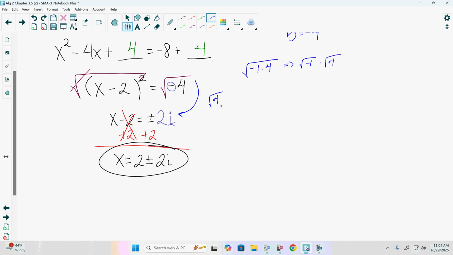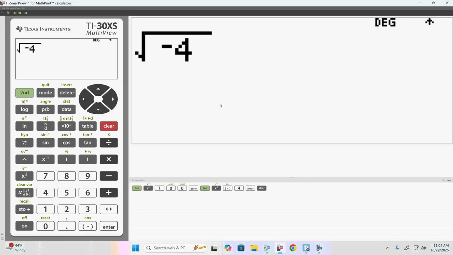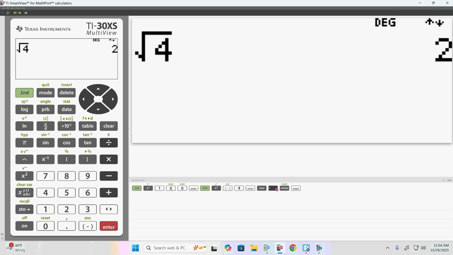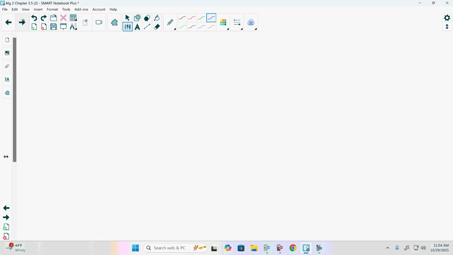Now taking the i out works nicely with the 30XS, because our 30XS, that yellow calculator, can't take the square root of a negative number. However, we know the negative comes out as i. So even though this can't take the square root of negative 4, I know that the negative is i. Then I tell it to just take the square root of 4, which is 2. So it's going to be 2i. We put the i back in. You're welcome.